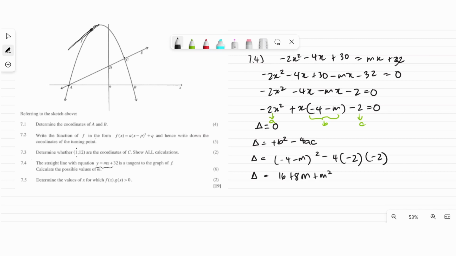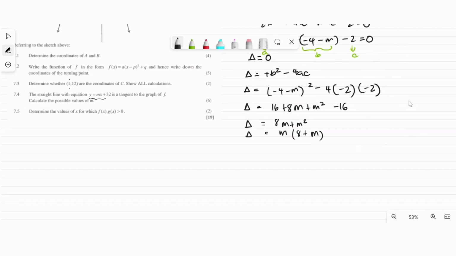Then this one you're going to get -16. The positive 16 and the negative are going to cancel out. So delta is going to be equal to 8m plus m squared. Take out m as a common factor. You're going to get m, and inside the bracket is going to be 8 plus m. Equate both the bracket and the m to 0.